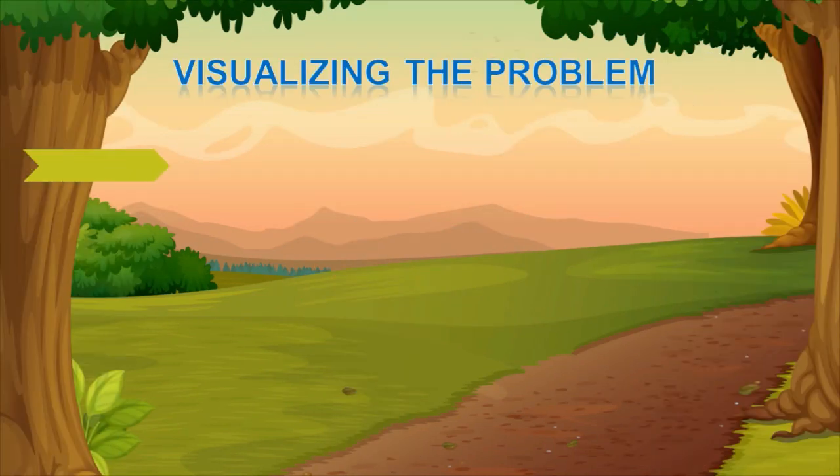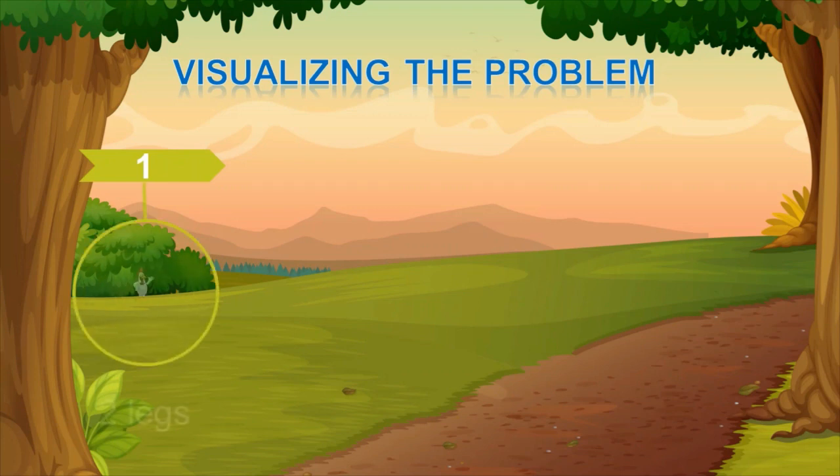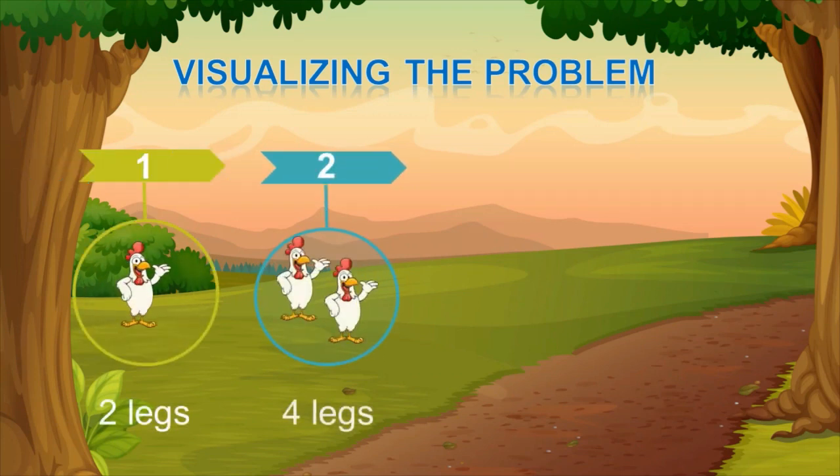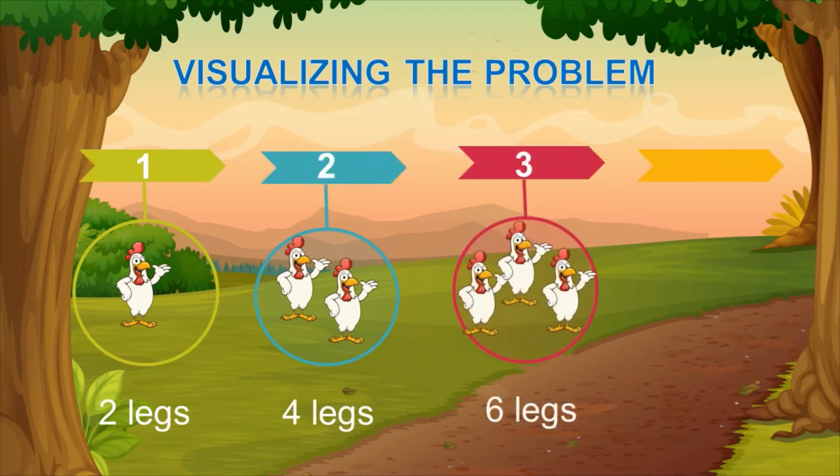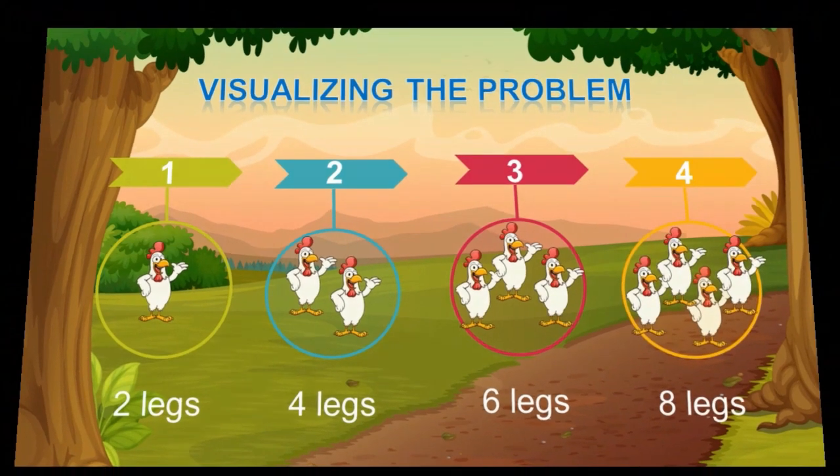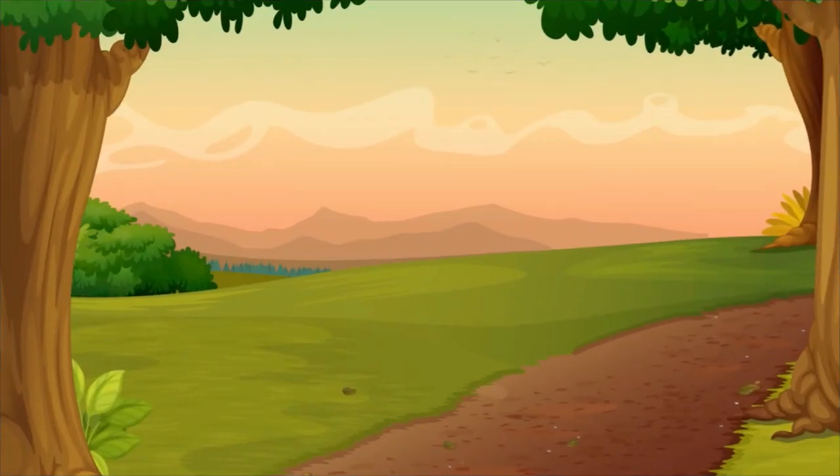If one chicken has 2 legs, then 2 chickens will have 4 legs. 3 chickens will have 6 legs. And 4 chickens will have 8 legs. If you observe keenly, you could find a pattern here.